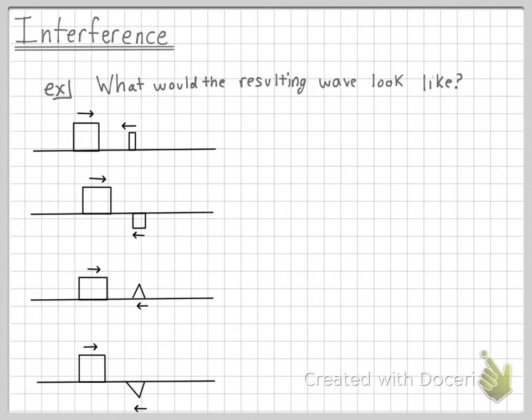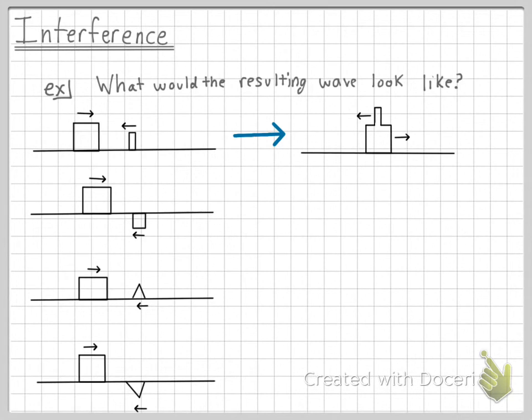So let's do a few examples. On the left, we have several different oddly shaped hypothetical waves, and we want to see how they would interfere with one another. So let's look at the first example. We have two different square blocks above the x-axis coming towards each other. Since they are both above the x-axis, they will constructively interfere, and the resulting wave will look like this.